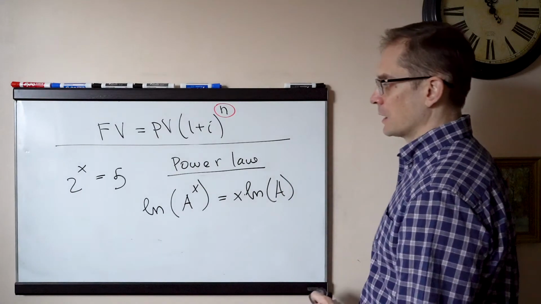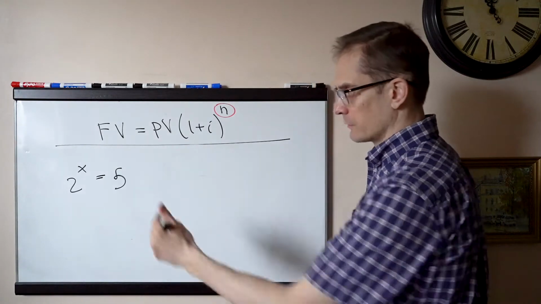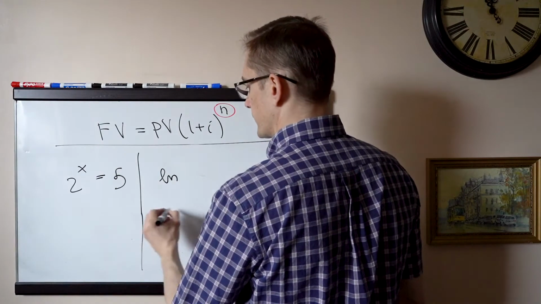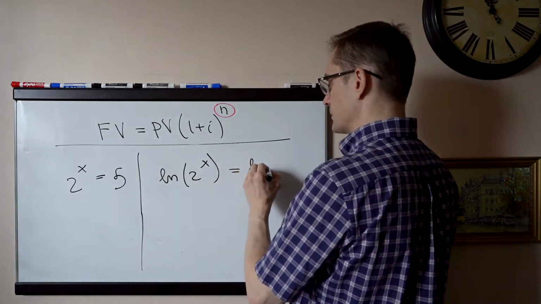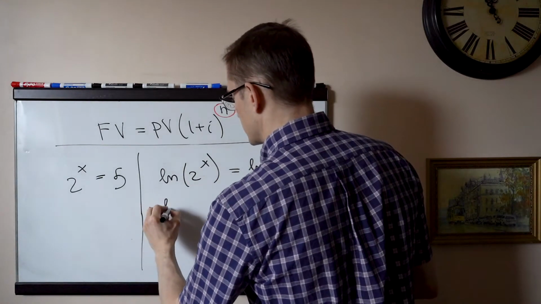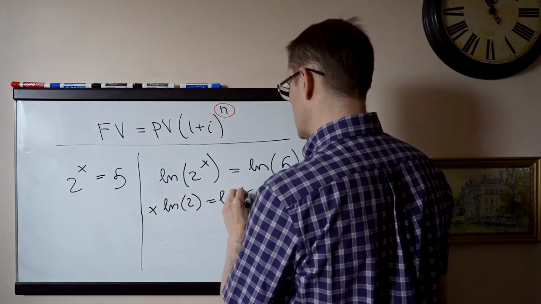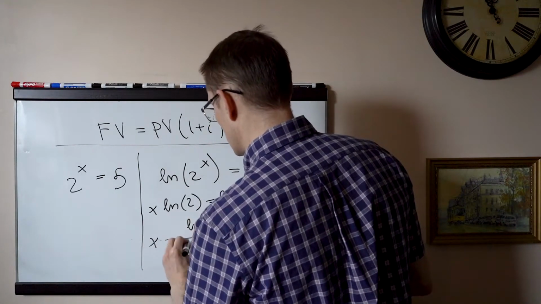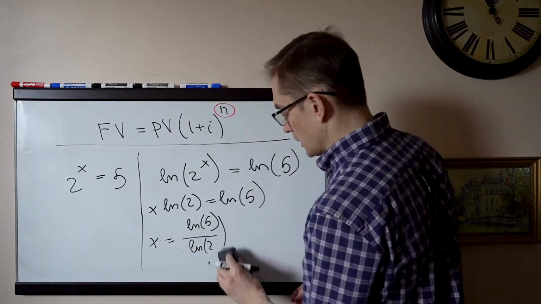technique. How can we use this technique to solve this equation? Well, we will be using this logarithm on both sides, because it's an equation, we have to use it on both sides. Then it will be x times ln 2 equals ln 5, and x will be ln 5 over ln 2.